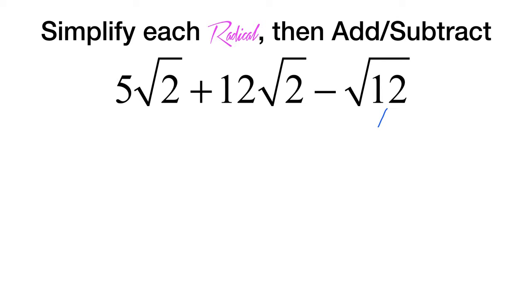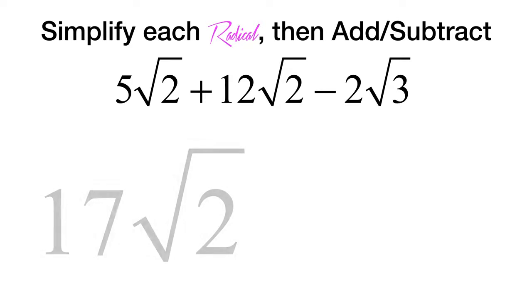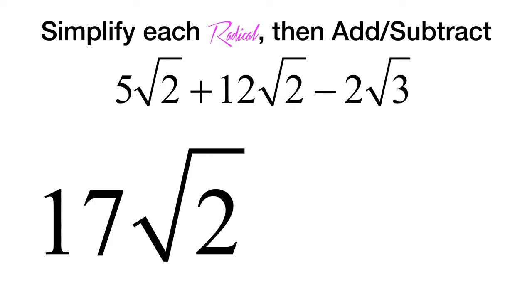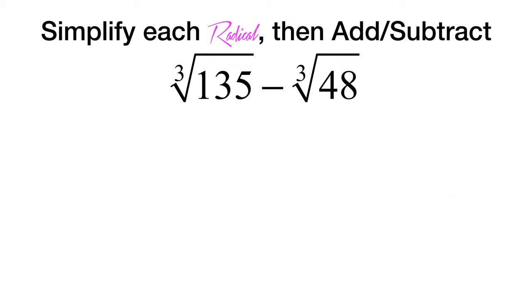And 12 is, well, 3 times 4, and I can square root 4. That becomes 2 square roots of 3. So in this case, we can't combine all 3. But we can combine the first two. 5 plus 12 is, well, 17 square roots of 2. And then just minus 2 square roots of 3, so I bring that just straight down. That's our answer.